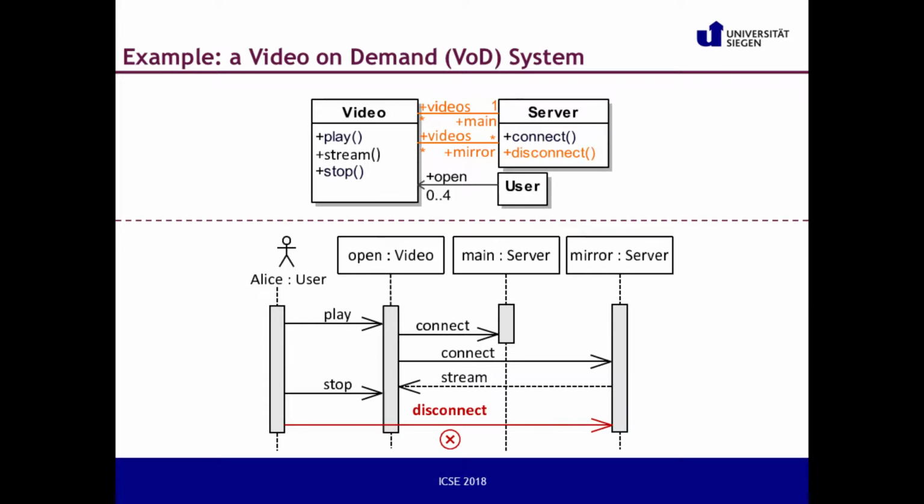The sending and receiving object must be connected by an association in the class diagram. This condition is not fulfilled for class user and server. A possible fix is to swap the sender Alice with the lifeline of the video. Now the consistency of our model is restored.